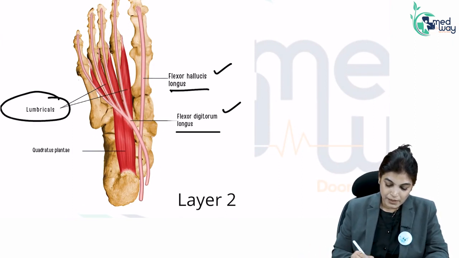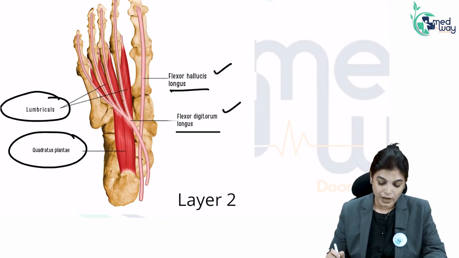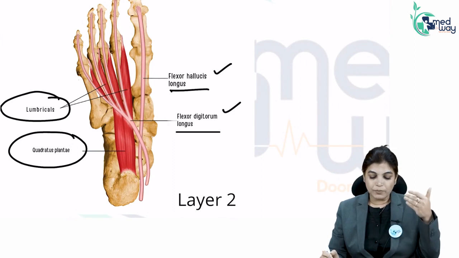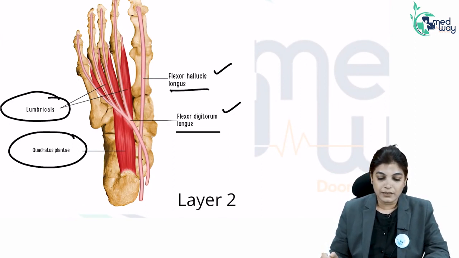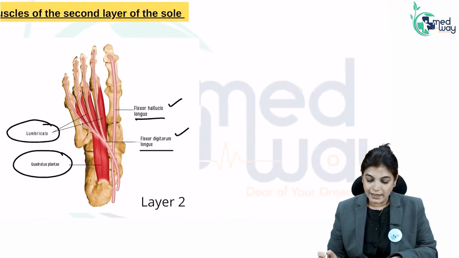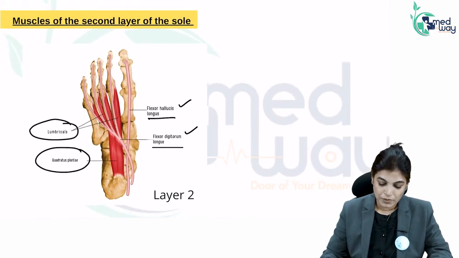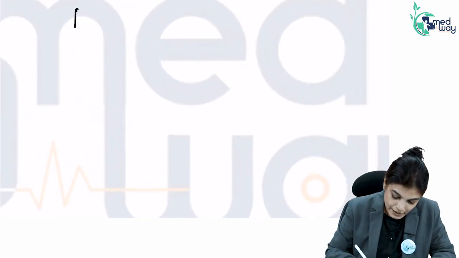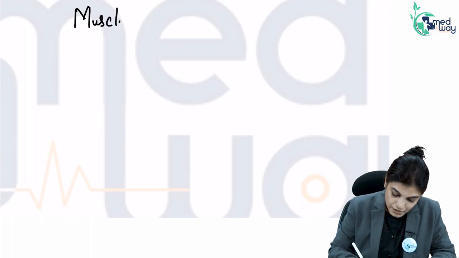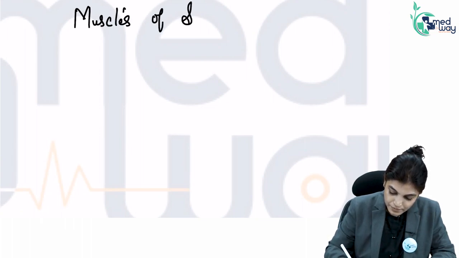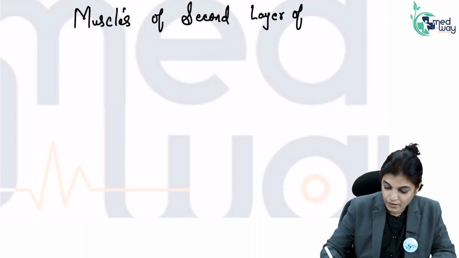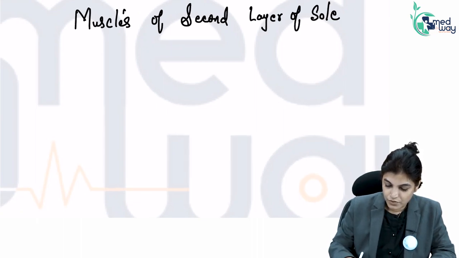The new muscles we get here are quadratus plantae and lumbrical muscles. Actually, quadratus plantae is also called the accessorius muscle, flexor digitorum accessorius, and lumbrical muscles. So firstly, I want everybody to write the names of the muscles of the second layer. So, write the heading: muscles of second layer of the sole.